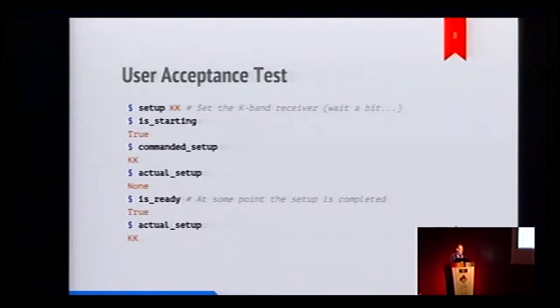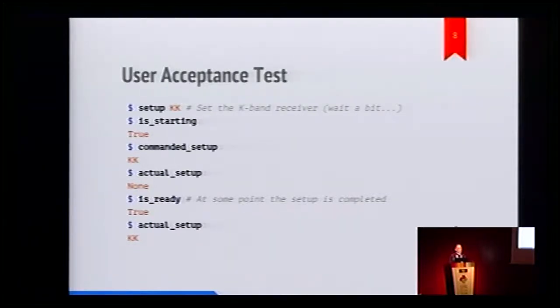In this case, the acceptance test said we issue a setup KK command. KK means we want a particular configuration of the radio telescope, for instance, the K-band receiver. We want to know if the system is starting. In this case, it's starting. We want to know what is the commanded setup. In this case, it's KK.